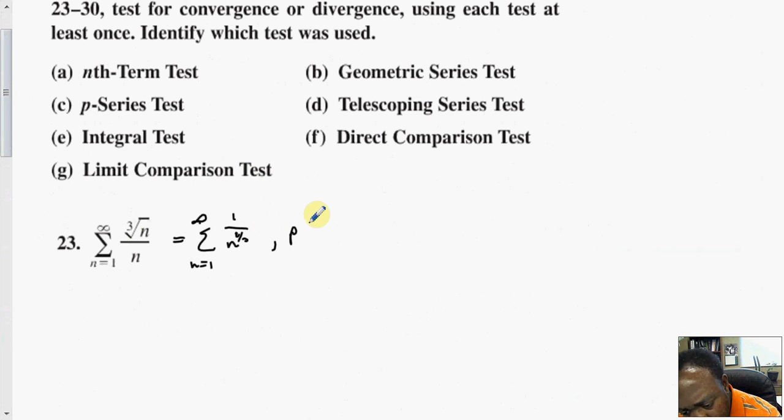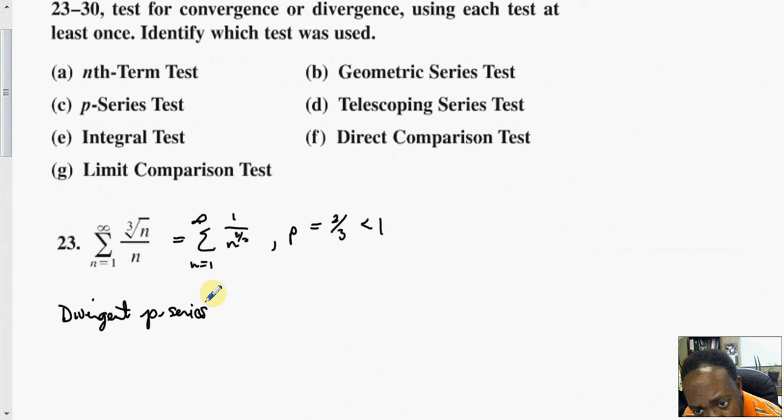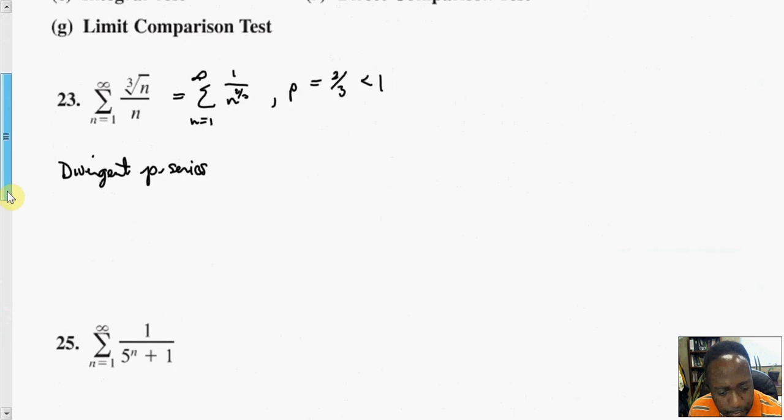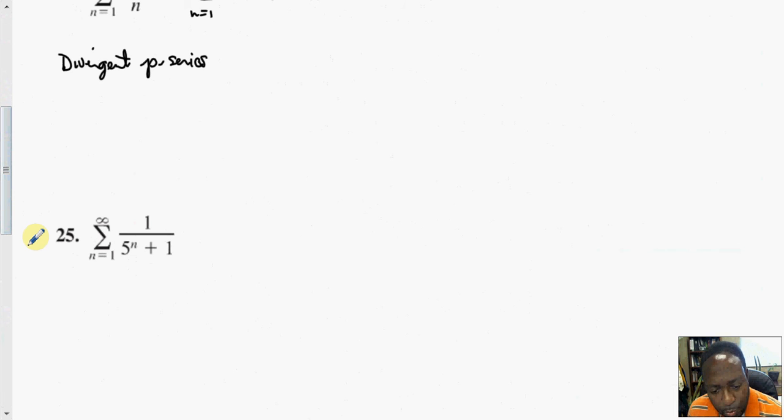Right. So let me write it here. N is equal to 2 over 3. The p-series, this guy here is less than 1. And so if p is less than 1, or even equal to 1, that is a divergent p-series. So here we use the so-called direct comparison.